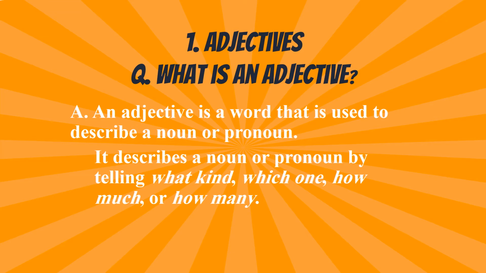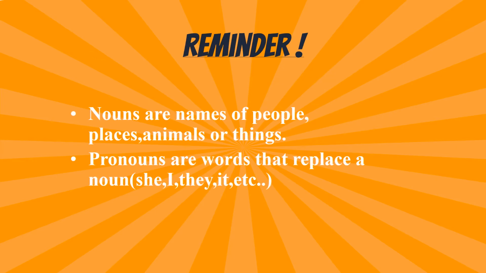An adjective is a word that is used to describe a noun or a pronoun. It describes a noun or a pronoun by telling what kind, which one, how much, or how many. A reminder, nouns are names of people, places, animals, or things. Pronouns are words that replace a noun, such as she, I, they, it, etc. Okay?